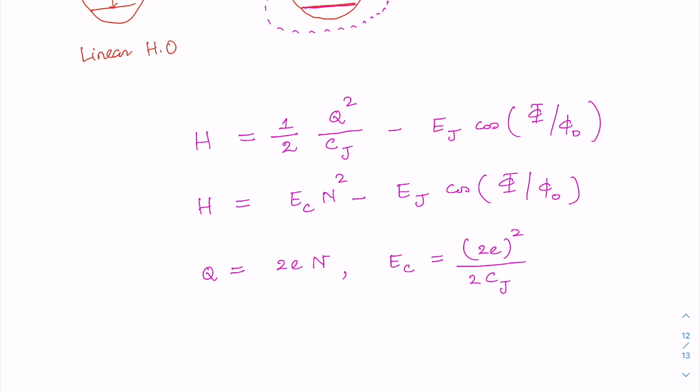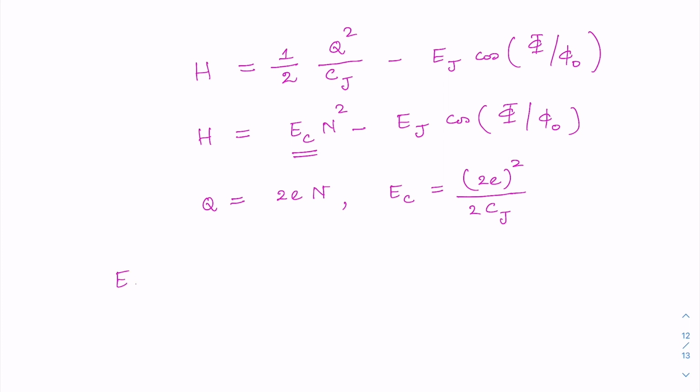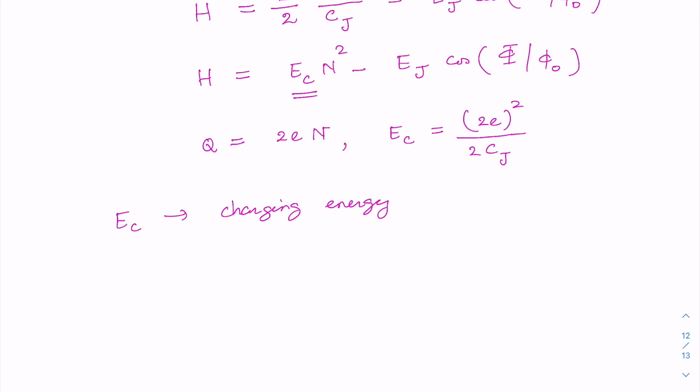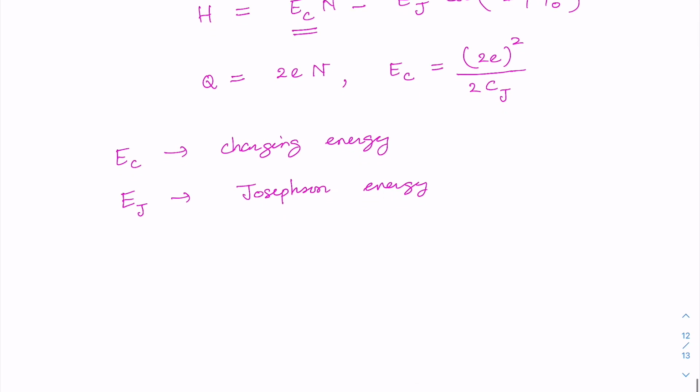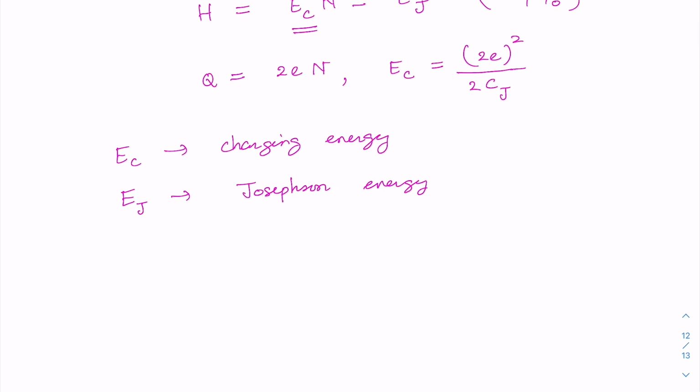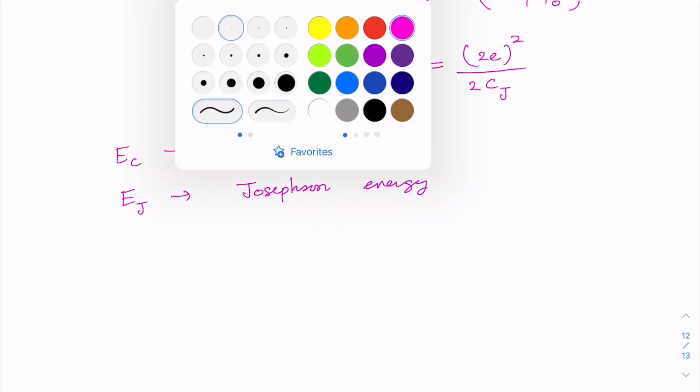So you can recall that similar kind of stuff, and there is actually some convention. Some people write it in different ways, but essentially EC refers to the charging energy, and EJ refers to the Josephson energy. And these Josephson junctions, or superconducting qubits, are classified according to this ratio.